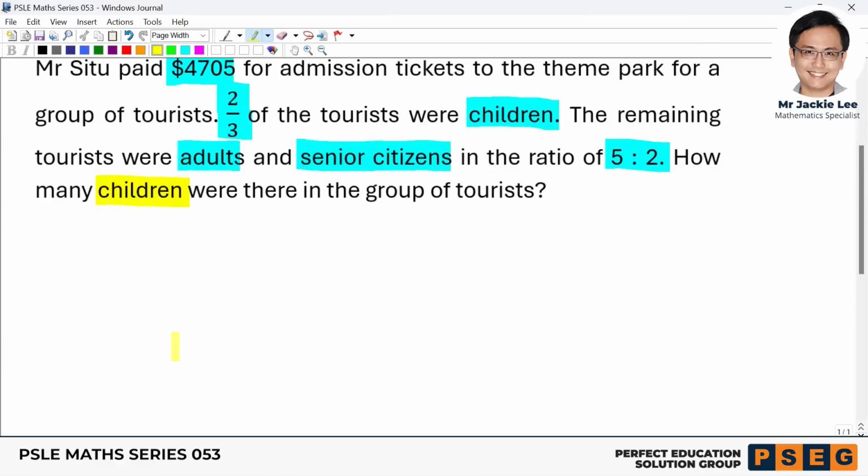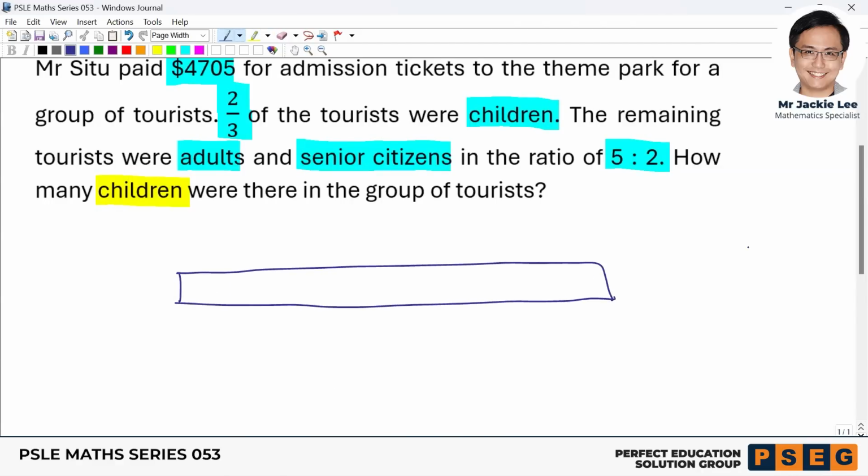Okay, so I think we form a bar that looks something like this. 2/3 are for children, then the rest for adults and senior citizens. So 2/3, isn't that this one in the ratio of 2:1, right? Then among the rest, they will also split further for the adults and senior citizens, in the ratio 5:2. So this one will be 5 units, 2 units, then 7 units, right? Then this one back to here times 2 will be 14 units, correct.